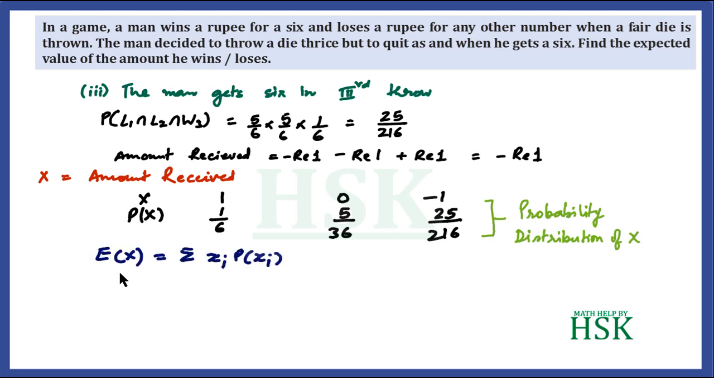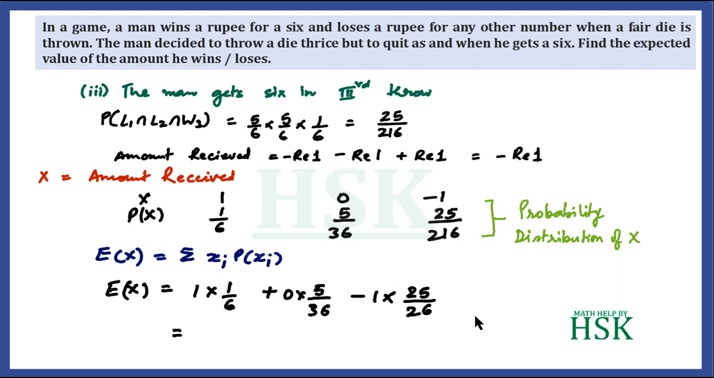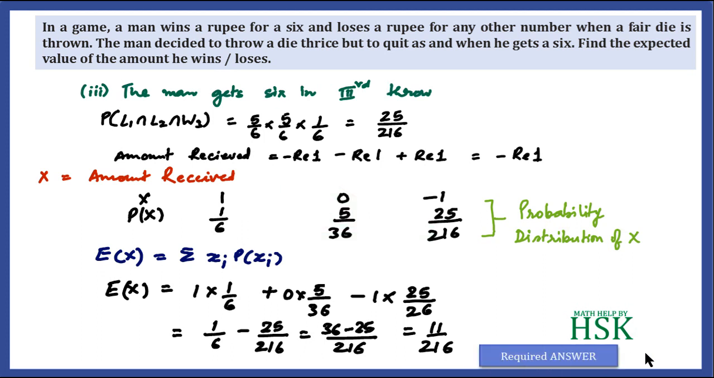So the expectation of X would be equal to the summation of the value of the random variable into the probability of that random variable. So the summation of the product of the random variable and its probability can be written like this: 1 into 1 by 6, plus 0 into 5 by 36, plus minus 1 into 25 upon 216, and this is 0, so I am going to get 1 upon 6 minus 25 upon 216, and this is equal to 36 minus 25 upon 216, and this would be equal to 11 upon 216, which is the required answer. So this is how I am going to solve this question.